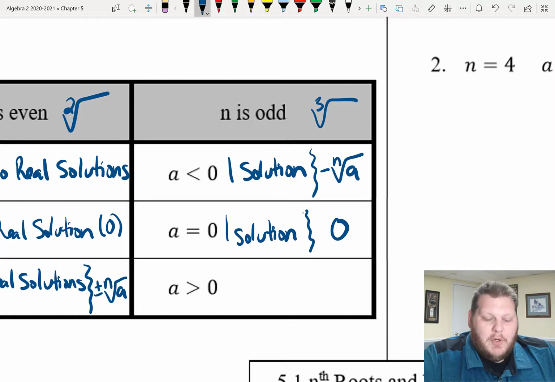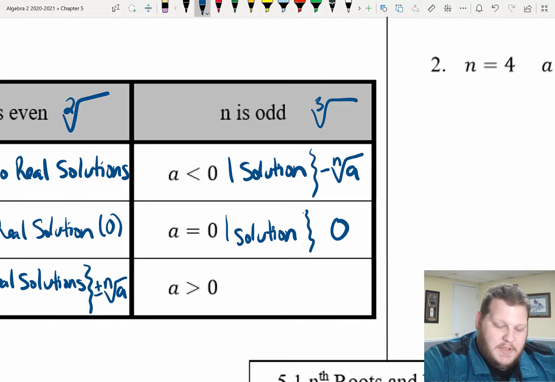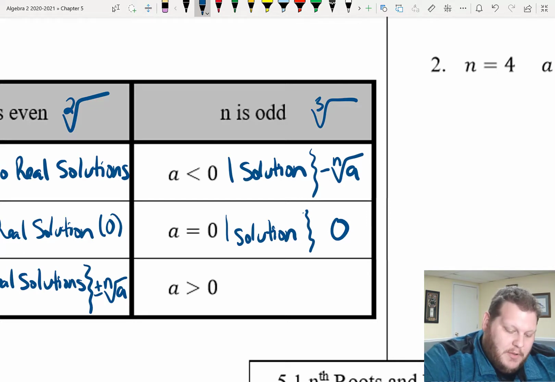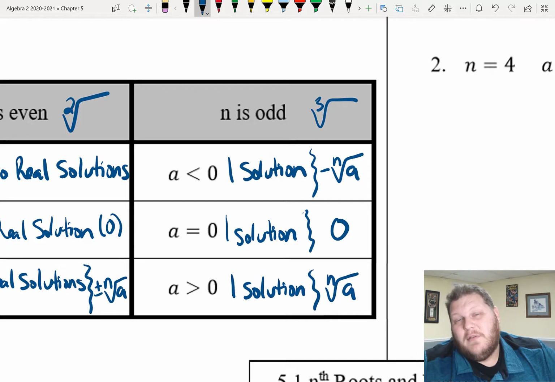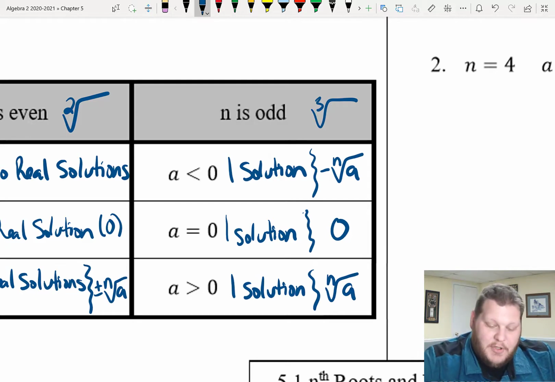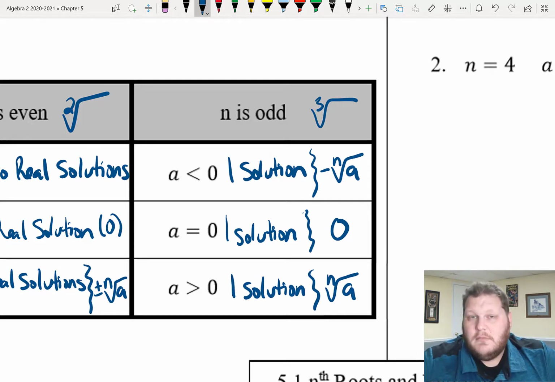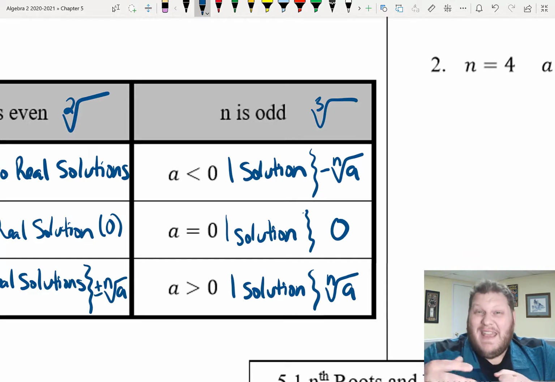When my number is bigger than 0, so I have a positive number, the cube root of a positive number is one solution, and it's whatever the nth root of a is. But here, it can't be negative, right? If I'm looking at, let's just say, the cube root of 8, positive 8, I can't multiply 3 -2's together. That would give me a -8. So I can't use the negatives when I'm dealing with a positive underneath my radical.